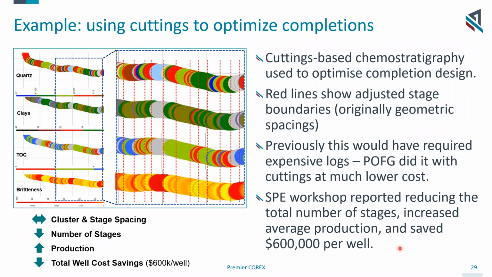And they did a workshop on this with the SPE, and they estimated that the reduction in number of stages and increased production saved on average about $600,000 per well. So you can see that it could be significant value in using the cuttings for this type of work.